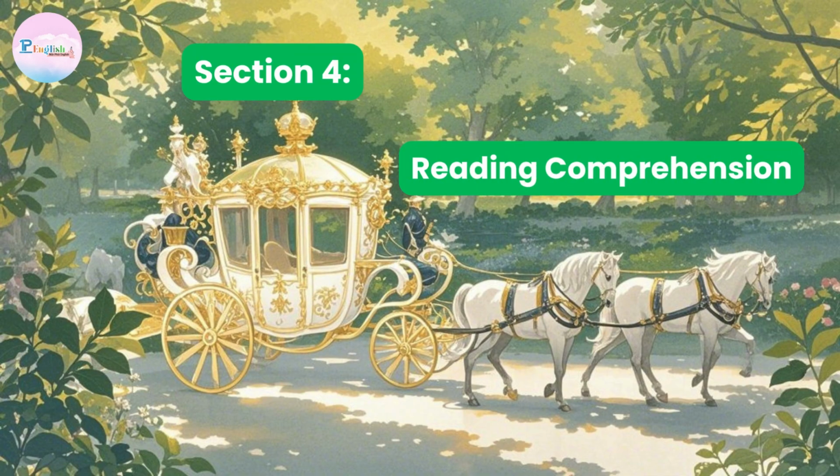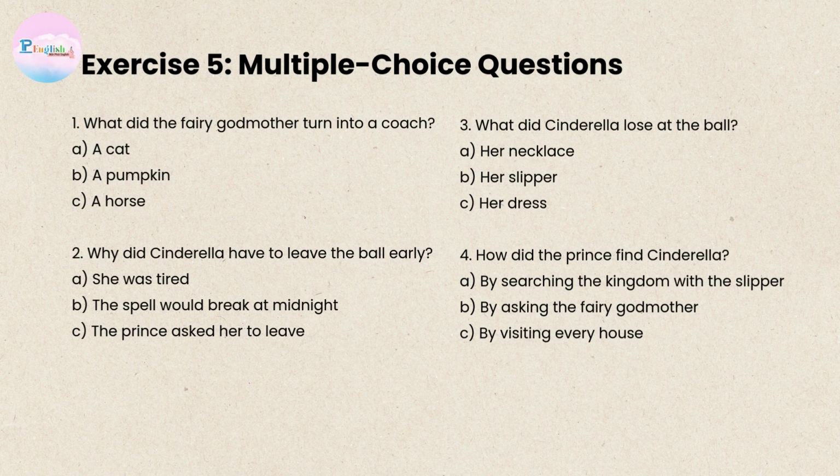Section 4. Reading comprehension. Now that we've gone through vocabulary and grammar, let's check your understanding of the story. Answer the questions below. Exercise 5. Multiple choice questions. 1. What did the fairy godmother turn into a coach? A. A cat. B. A pumpkin. C. A horse. 2. Why did Cinderella have to leave the ball early?